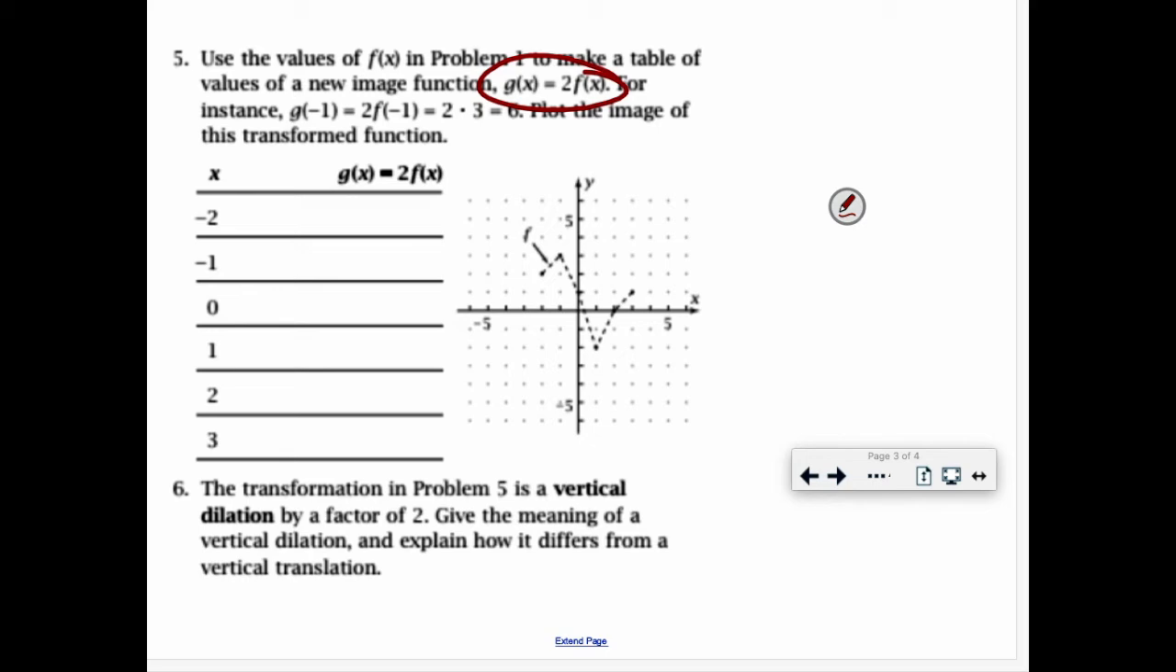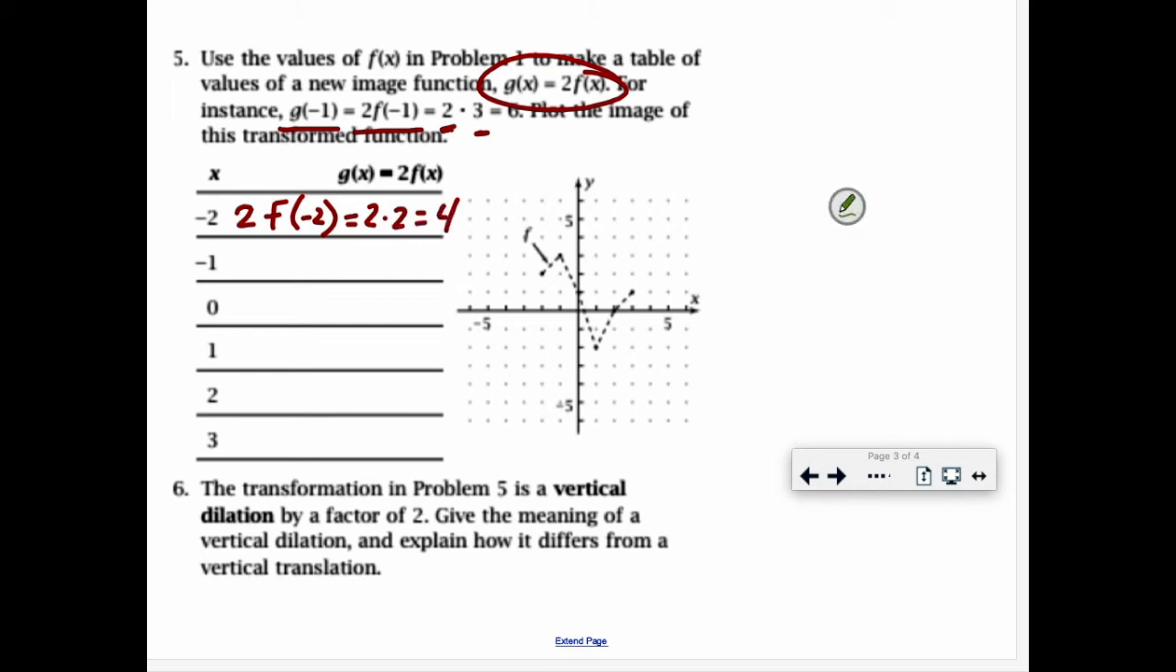So, for instance, g(x) where x is -1. That means it's 2 times f(-1). Well, f(-1) is 3, so it's 2 times that. We're going to see what happens. So this is going to be 2 times f(-2). f(-2) here is 2. So it's 2 times 2, so it's equal to 4.